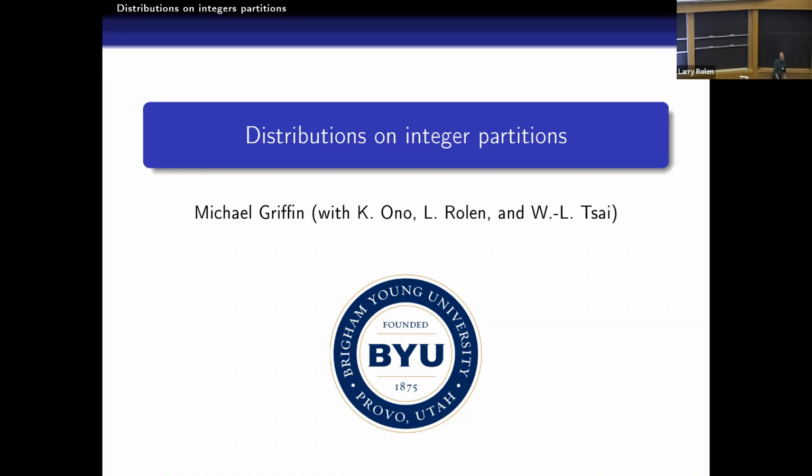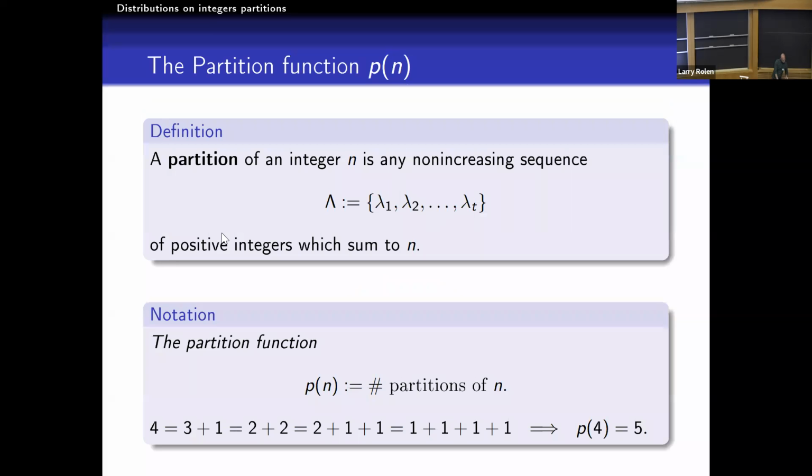So the idea that we're going to start with is partitions. This is the same definition that Olivia talked about, and looking at some of the abstracts, it looks like we're going to have several talks about partitions. So you might see this definition several times, and you'll probably see the same example of a partition several times.